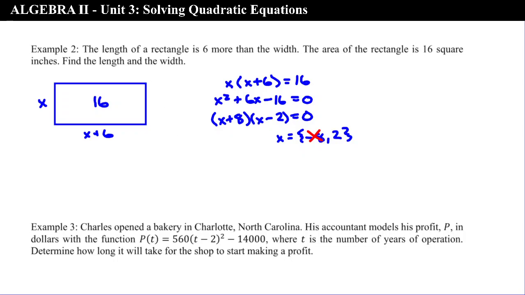And the solution that's left over is 2. So our width is 2 inches. Remember to put your units on it. And our length is going to be 2 plus 6 inches, which gives us 8 inches.